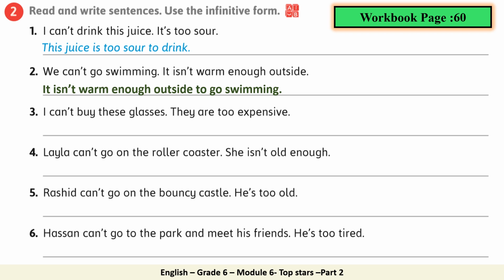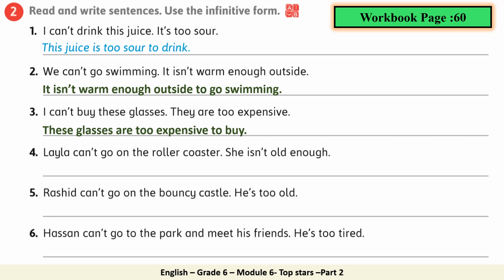Excellent. We put the second part as the first part. They are too expensive. Yes. So we put the second part as the first part. They refers to the glasses. So it becomes these glasses are too expensive. And the infinitive form is to buy. These glasses are too expensive to buy.